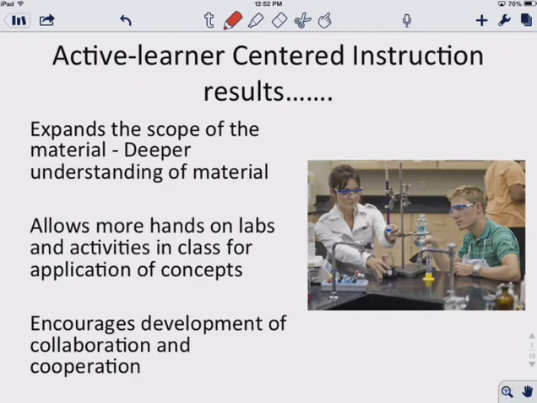So what happens when we have this active learner-centered instruction, we are able to expand the scope of the material, meaning you're going to get a deeper understanding of the material instead of just scratching the surface. We're going to be able to do more hands-on labs and activities in class. And also we encourage the development of collaboration and cooperation with your classmates.